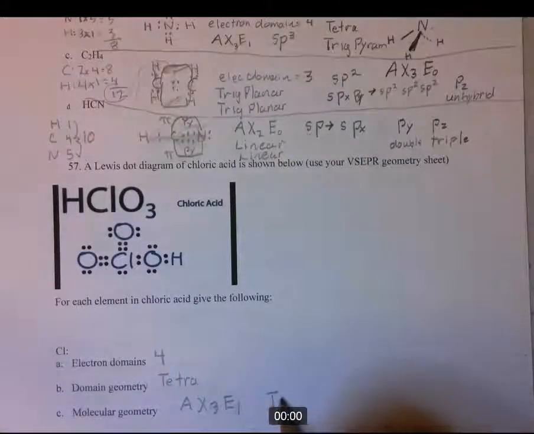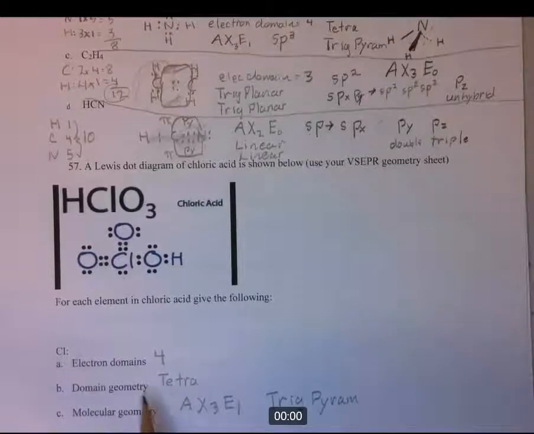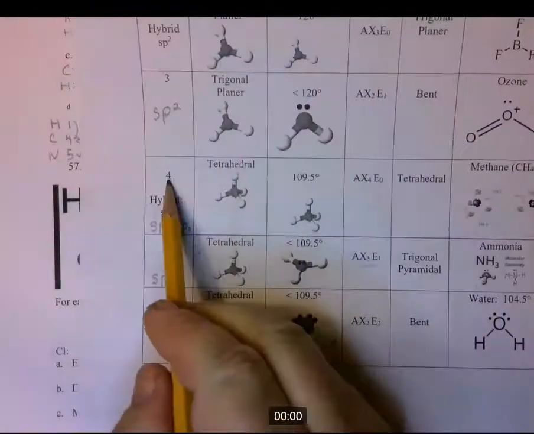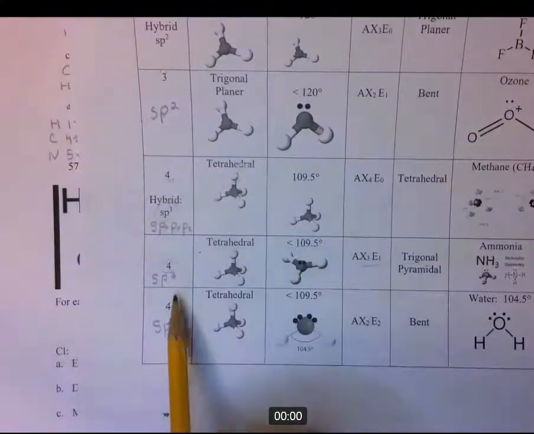You kind of have to use your imagination to see this in 3 dimensions. It's forming a 3-sided pyramid. Hybridization. Now, if it's got 4 electron domains, the hybridization is going to be sp3. Again, just come to this sheet. Anything with 4 electron domains is sp3.